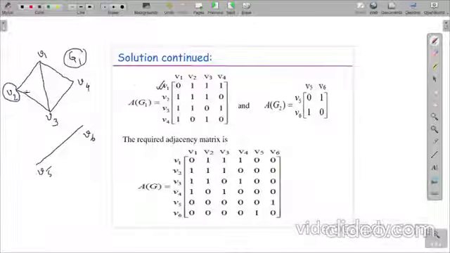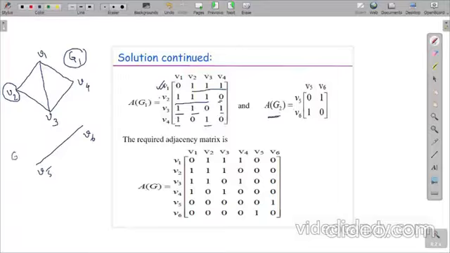First I am choosing V1. V1 connects V2, V3, V4, so V2, V3, V4 all get 1. V2 connects V1 and V3, but not V4, so V1 and V3 get 1 and V2 to V4 is 0 because there is no connection. Then V3 connects V1, V2 and V4, so they all get 1 and V3 itself is 0. V4 connects V1 and V3. That is A of G1. What is A of G2?